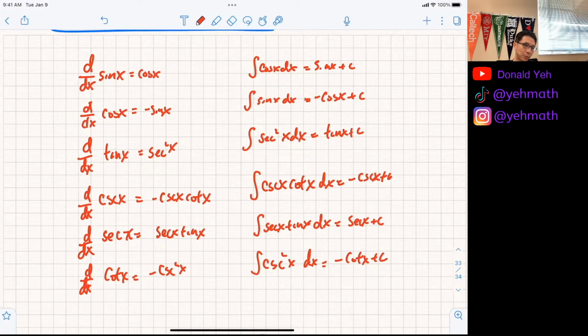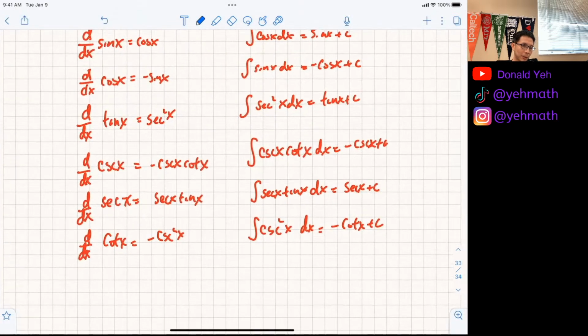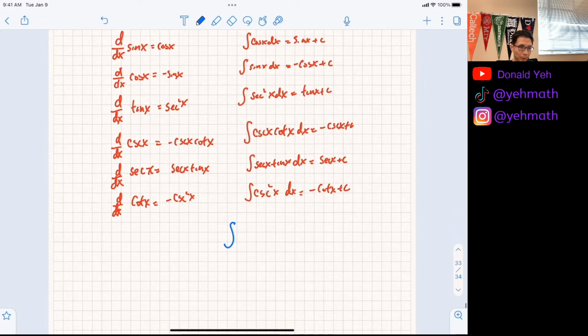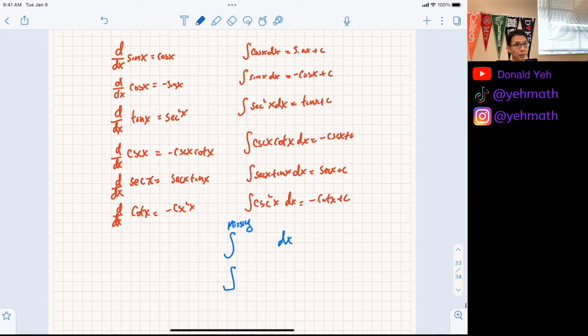Now, I would like to tell you, we are missing some trig integrals here. Can you tell me which ones I'm missing? Integration of 4 different ones. What are the 4 things that we're missing here? Do you see any integration of any trig function by itself that is missing? Tangent of x, good.